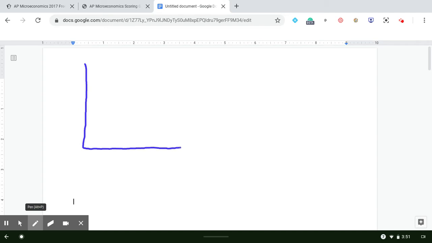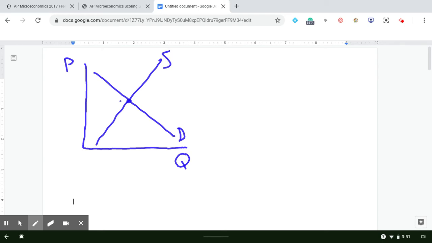Okay, so we're going to have a side-by-side graph. There we go. So first, let's do our market: quantity, price, downward sloping demand, upward sloping supply. Here's our equilibrium, P sub M, Q sub M. Okay, so there's our market.